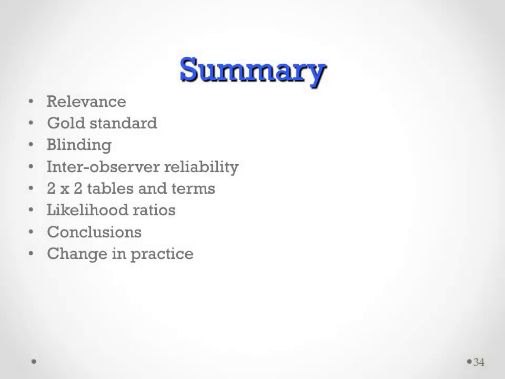So in summary, you need to decide whether this paper at the beginning is relevant to your practice. Has the gold standard been outlined, or a suitable reference standard? Has there been blinding of the people reading the test? What was the inter-observer reliability of that particular test? The 2x2 tables and all the various statistical terms that we've gone through, likelihood ratios, the conclusions reached, are they in line with the results? And then finally deciding whether or not you're going to bring about a change in practice after actually having appraised the paper.